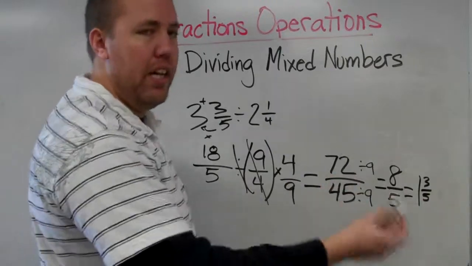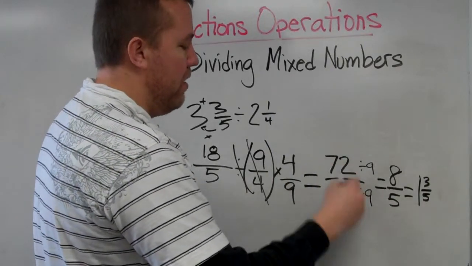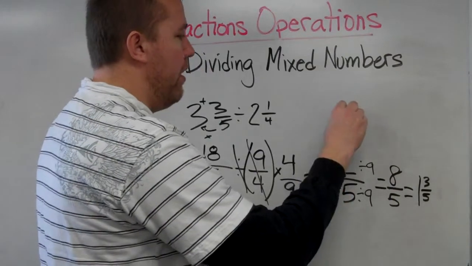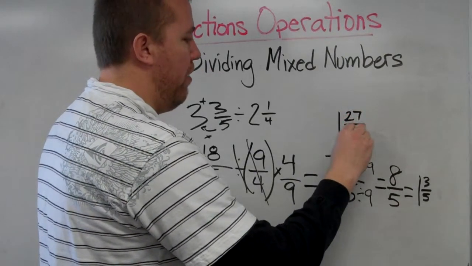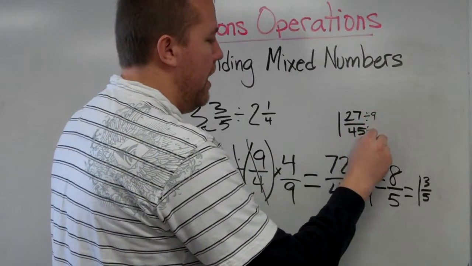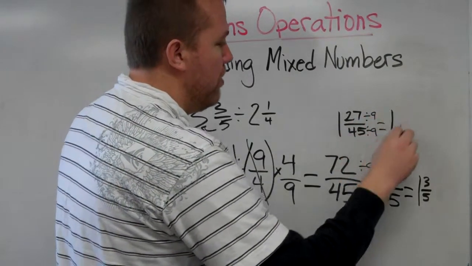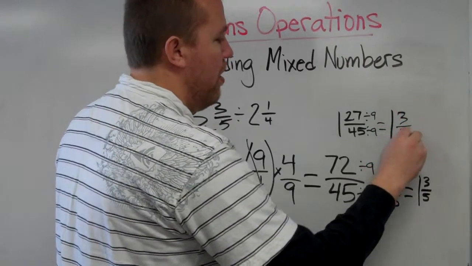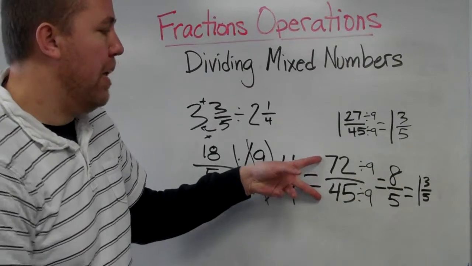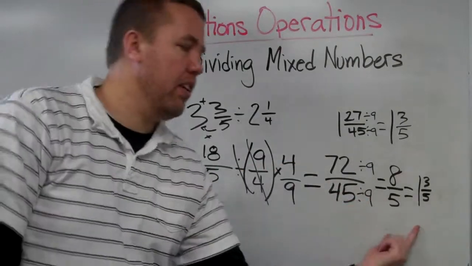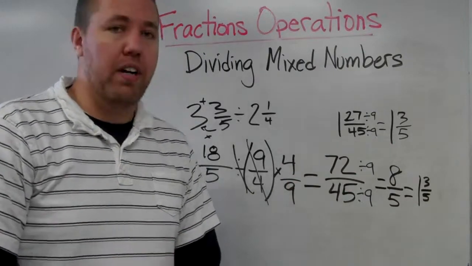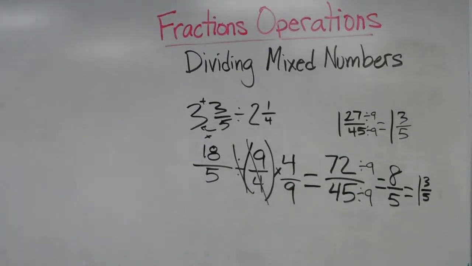Or I can go the other way. I can look at 45 goes into 72, 1 whole time with 27 left over out of 45, and 9 goes into both of those, so we divide by 9 now, and we get 1 whole still, and 3/5. So when we get a number like this, we can simplify by either simplifying first and then converting to a mixed number, or convert to a mixed number and then simplify the fractional part. Dividing mixed numbers.